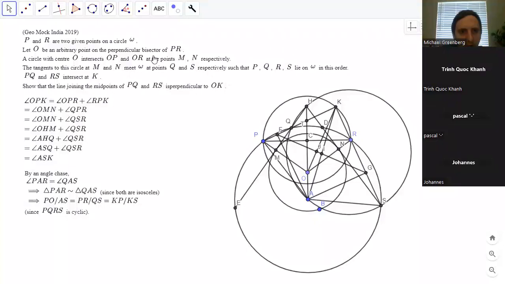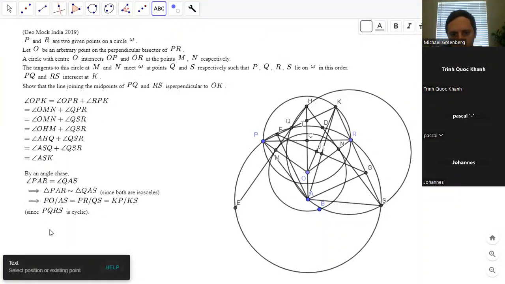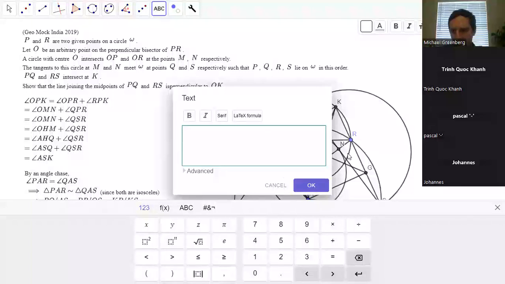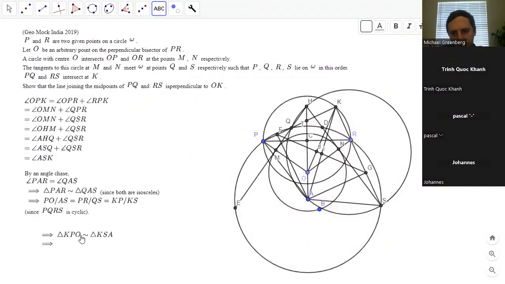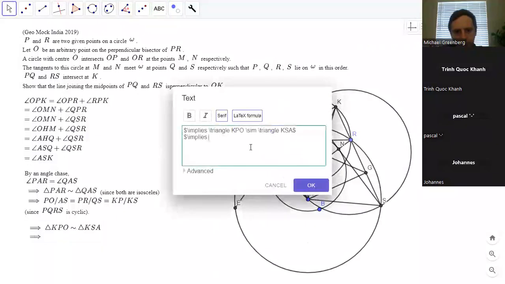And so that means that KPO is similar to KSA. That thing keeps popping up now, I don't know why. And that means that KO and KA are orthogonal in PKS, or I'll say angle PKS.